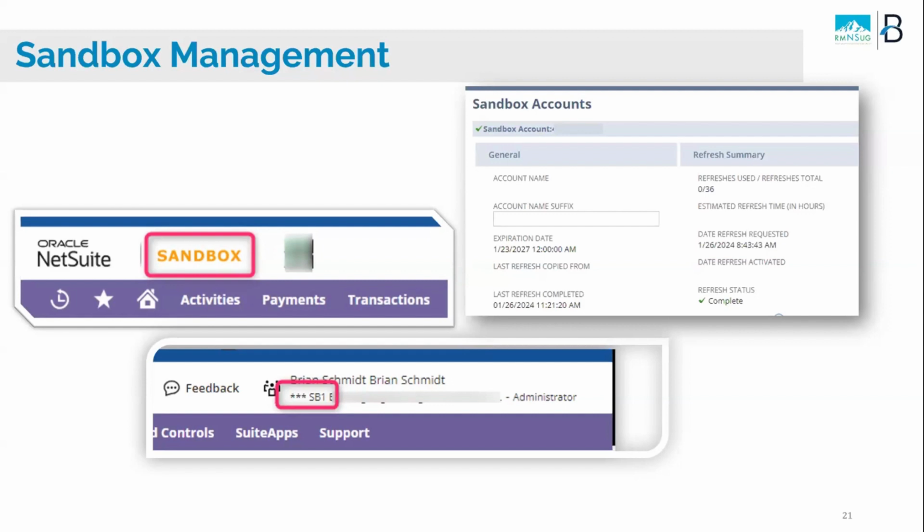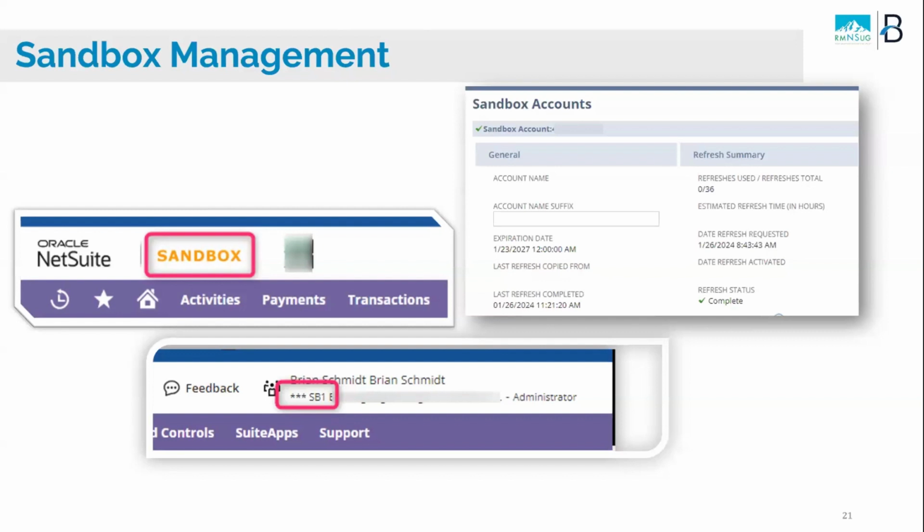And then finally, sandbox refreshes, right? So the admin should be monitoring the sandbox accounts page and understanding when refreshes have occurred, how many refreshes you have left. Typically, when you purchase NetSuite licenses, you'll have a set amount, such as 36 for this environment. And so just monitoring how often refreshes are happening. We want refreshes to happen with intention, not randomly.